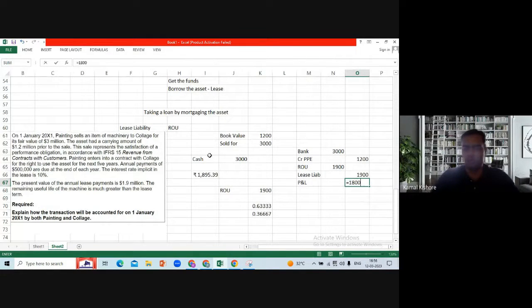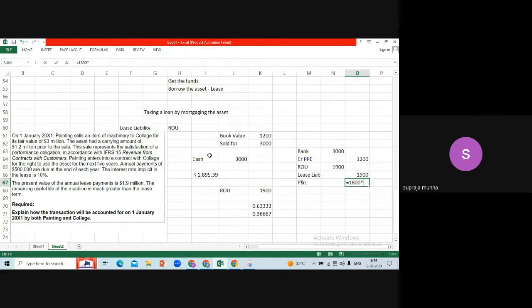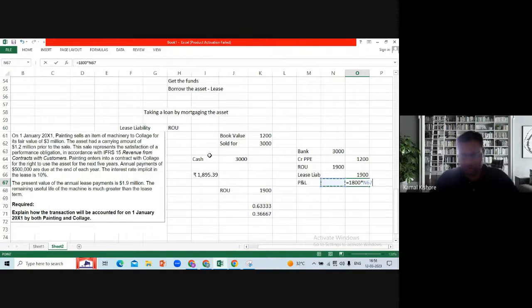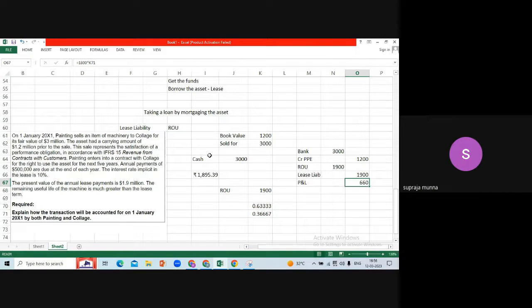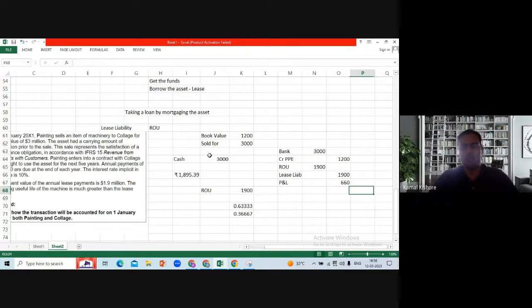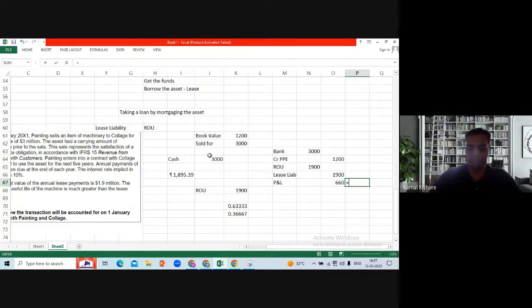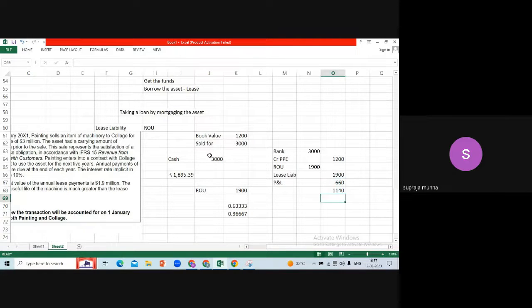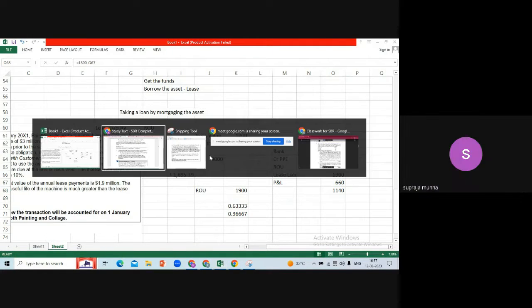So 1800 into 37, into this 36%, let's say 660 balance out of 1800. What is the balance? Balance of 1800. Where will we show?